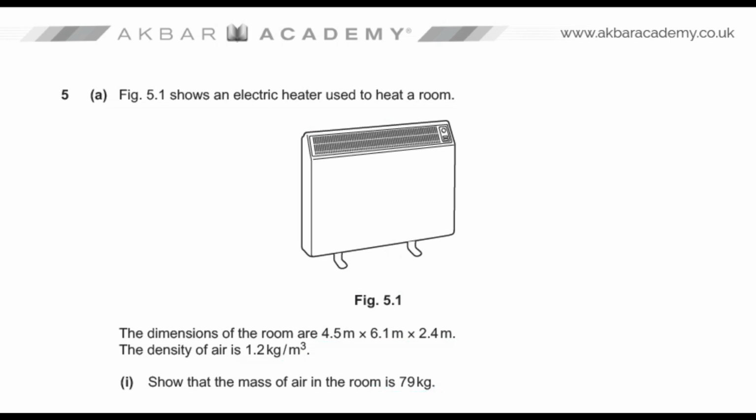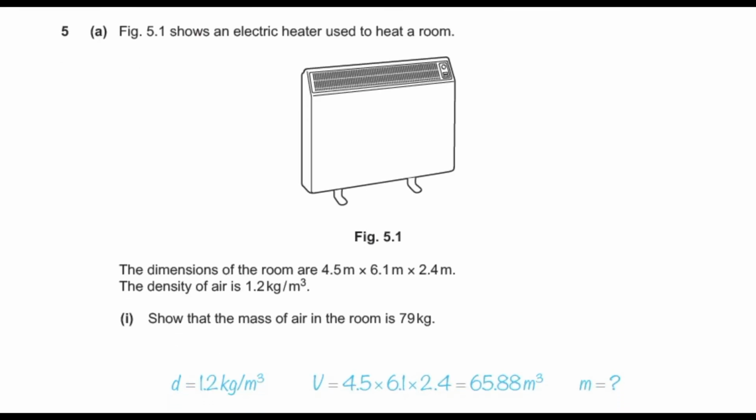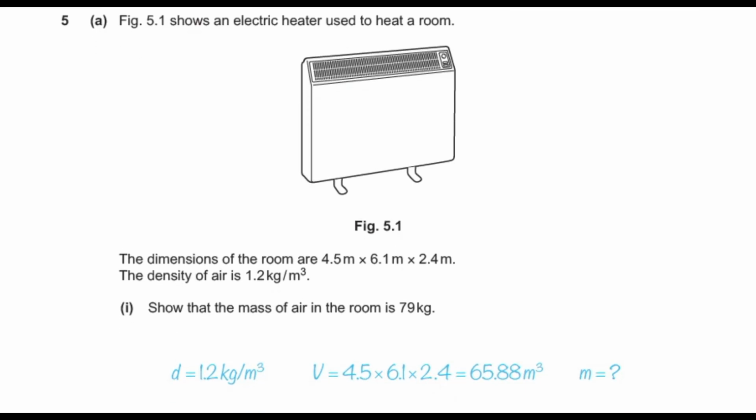Step 1. Calculate the volume of the room. Volume equals length times width times height. Substituting the values, volume equals 4.5 times 6.1 times 2.4 equals 65.88 cubic meters.